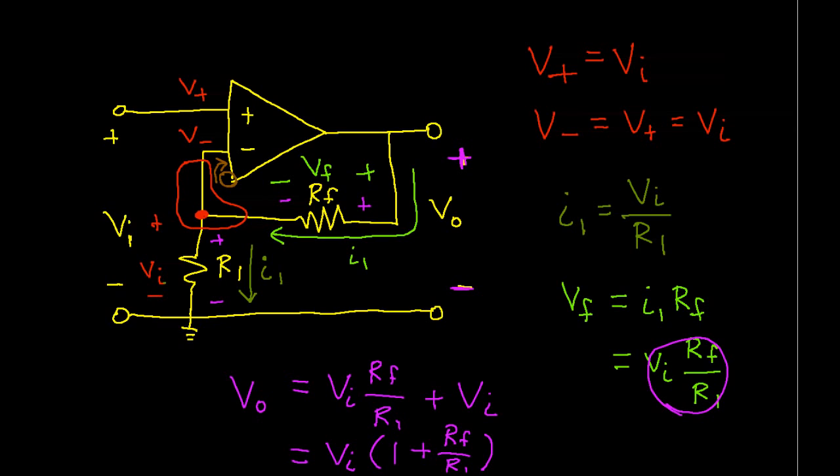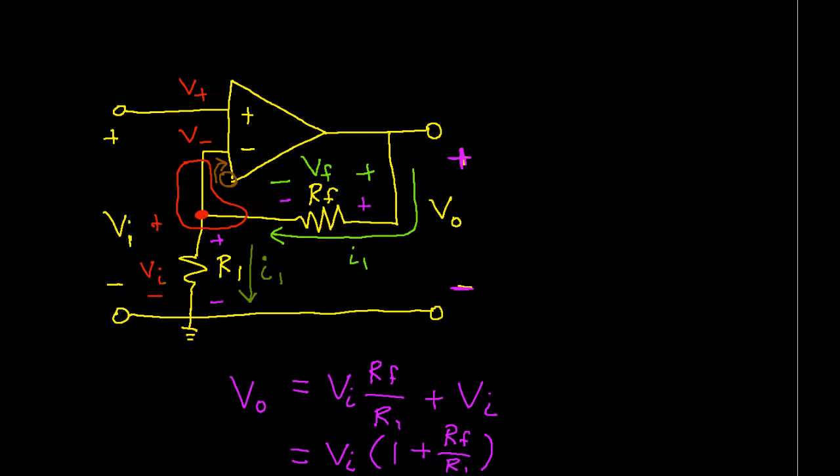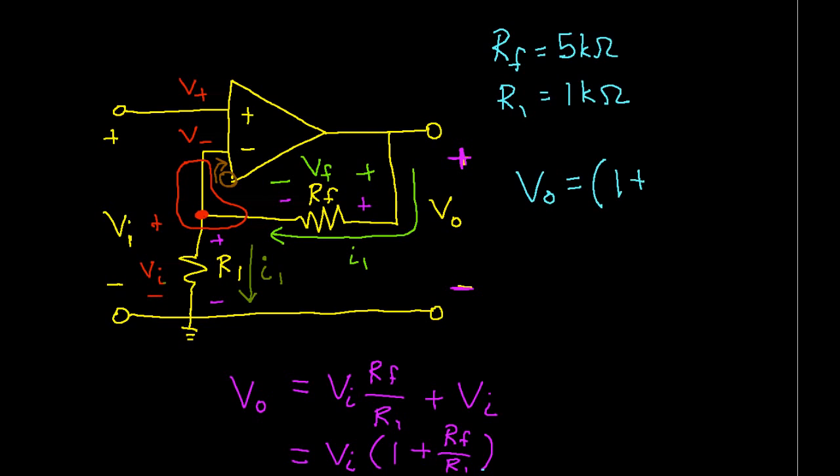So there you have it. That basically gives us the output voltage of this non-inverting op-amp circuit in terms of RF and R1. So, for example, suppose that we have the following component values. Let's suppose that RF is 5k ohms, R1 is 1k ohm. Then we plug the values for RF and R1 into our formula for the gain, and we get that the gain is 1 plus 5k ohms over 1k ohm. That's 5,000 divided by 1,000, which is 5. So the gain of the op-amp circuit is going to be 1 plus 5, which is 6.